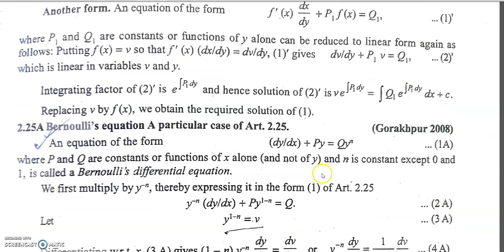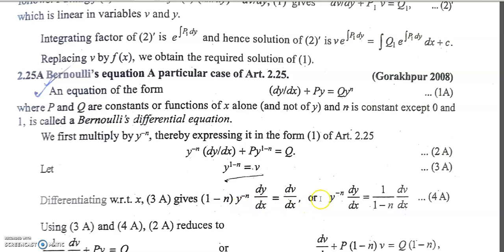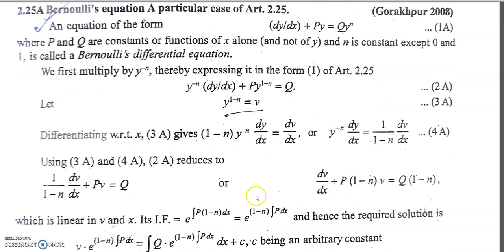Now y^(1-n) is like any function of y, so just put it as v, and its derivative is (1-n) y^(-n) dy/dx, so in the right-hand side you get 1/(1-n) times dv/dx. Now put all these values in equation 2a, and on making the conversion you get dv/dx + P(1-n)v = Q(1-n). Now this is a linear differential equation in v.